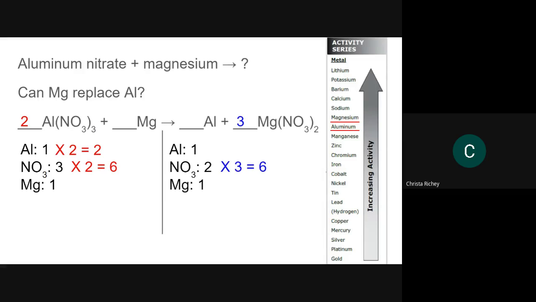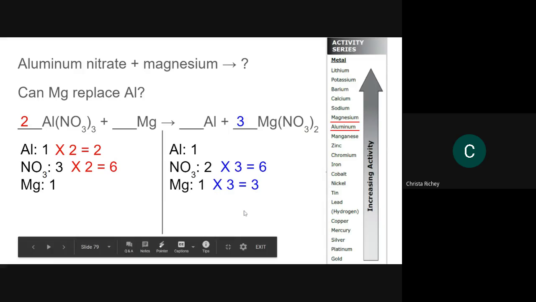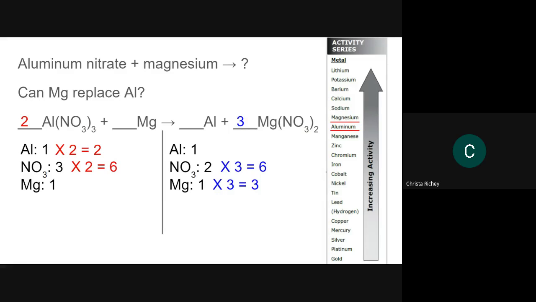Before I can fix the aluminum, because now it's a problem child, how many magnesiums do I have? 1 times 3 is 3. You have to just be patient and work through and make sure you distribute. A hole should be open. Now I have to fix the aluminum.